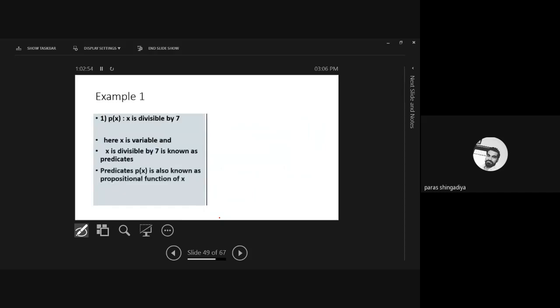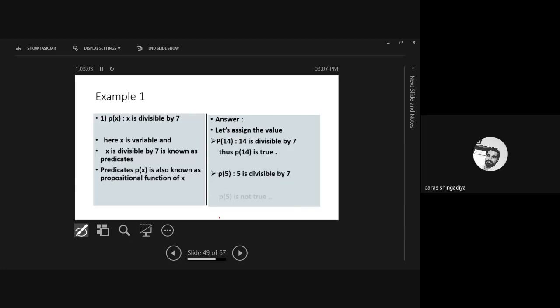And here we have some examples. First one, first the simplification is given and the answer is here. X is called the variable. For p of x, x is divisible by 7. This is our equation, x is divisible by 7. It is a declarative sentence. So you have to find for which values of x p of x is true and for which values of x p of x is false.